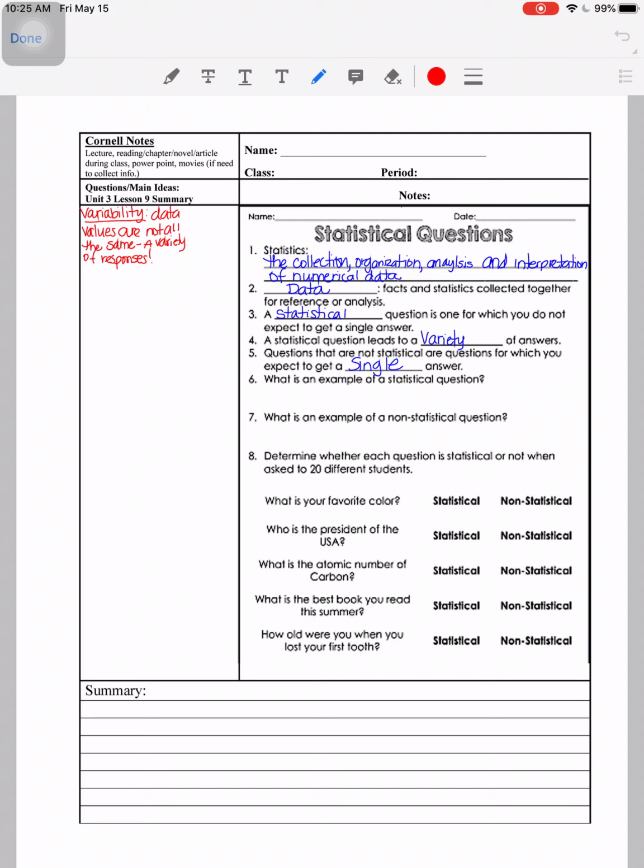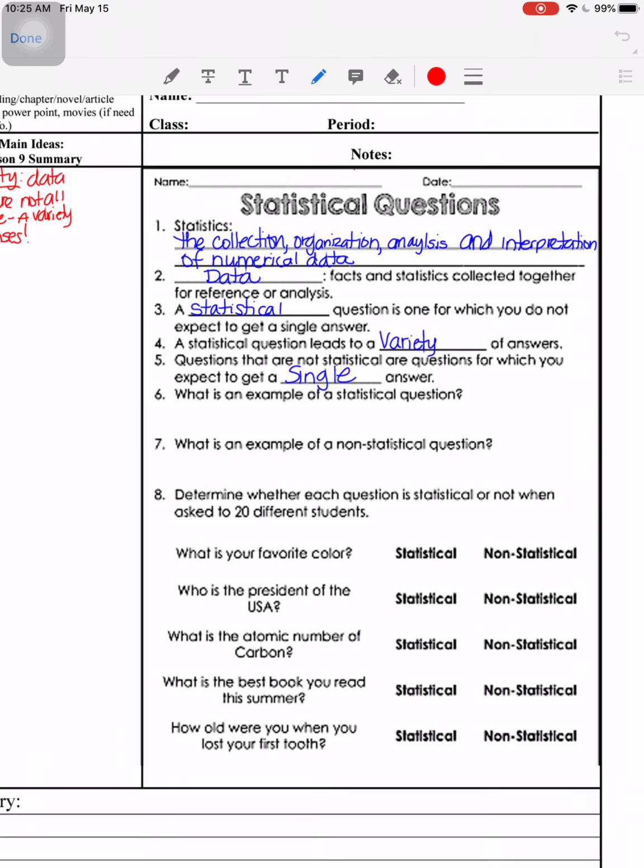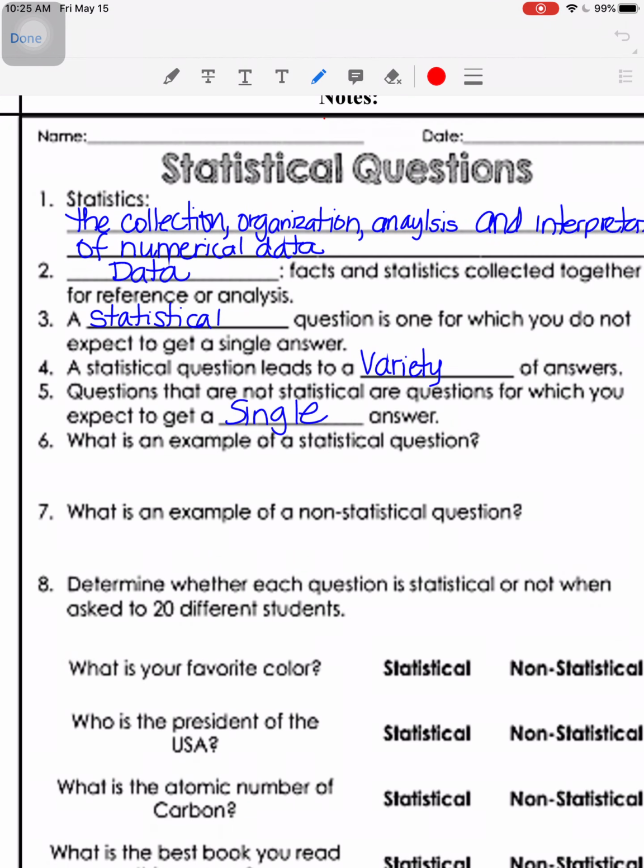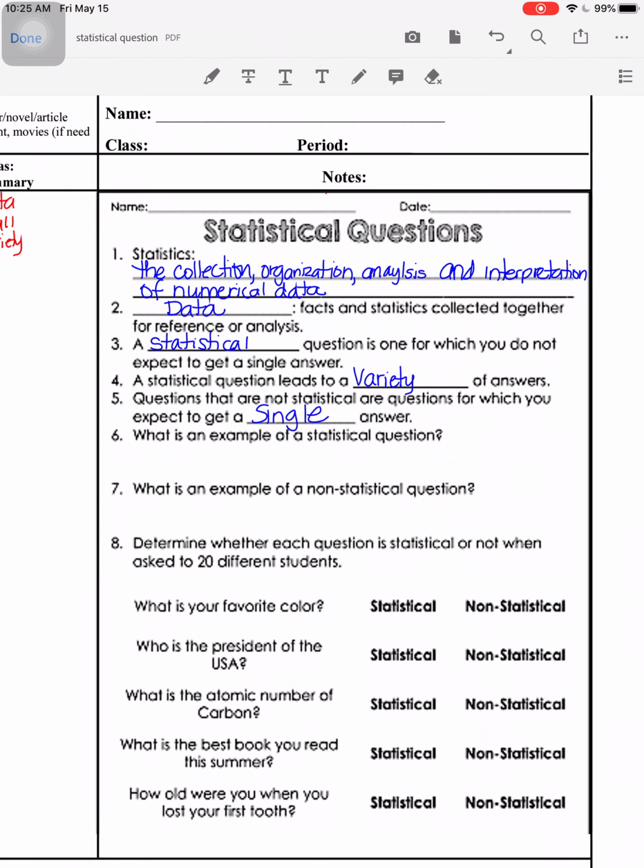Today's notes begin our unit on statistics. And we're going to begin that unit with talking about statistical questions. Statistics is a collection, organization, analysis, and interpretation of numerical data. Data is facts and statistics collected together for reference or analysis.